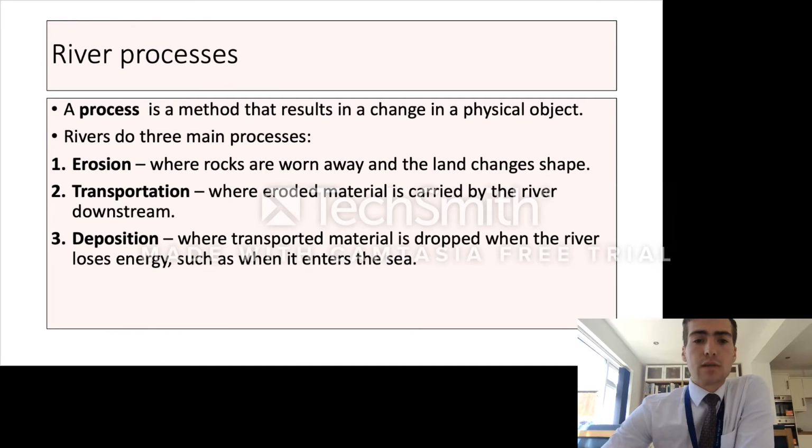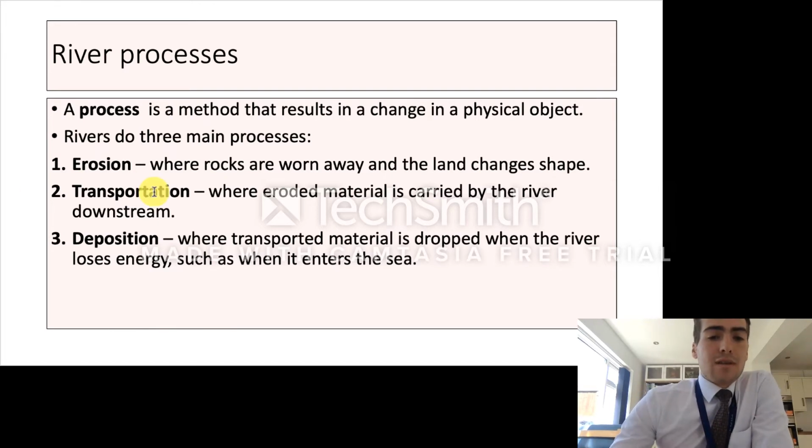So river processes. A process is a method that results in a change in a physical object. So the physical object being the land around a river or the river itself. So rivers do 3 main processes. The first one is erosion, where rocks are worn away and the land changes shape. The second one, transportation, where eroded material is carried by the river downstream. And 3, deposition, where transported material is dropped when the river loses energy, such as when it enters the sea.